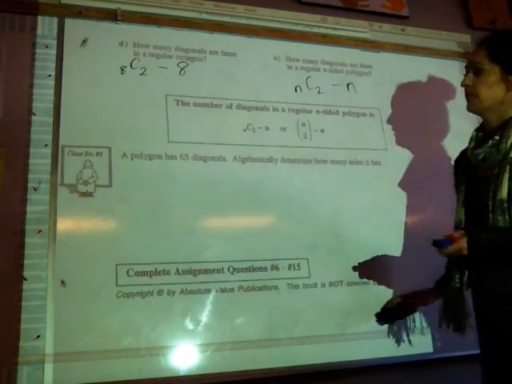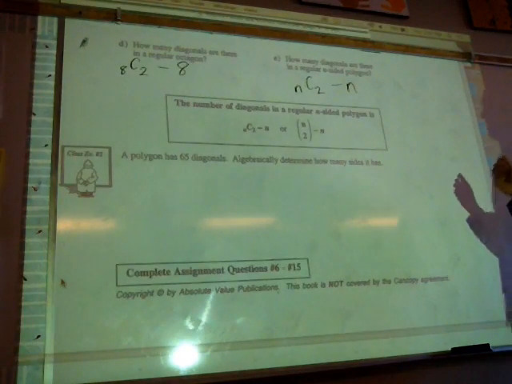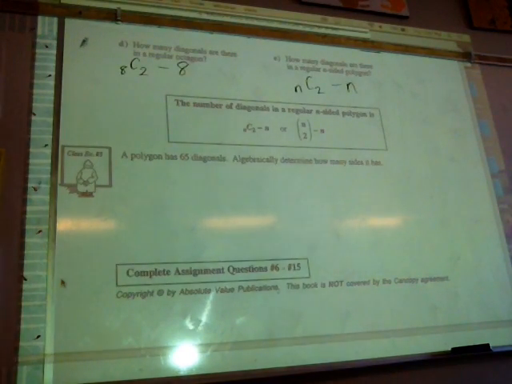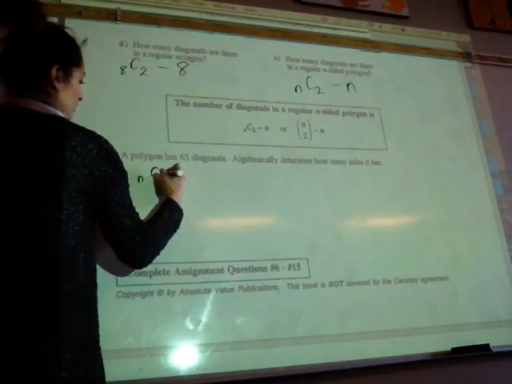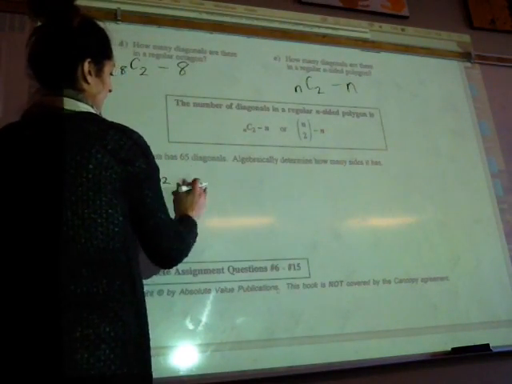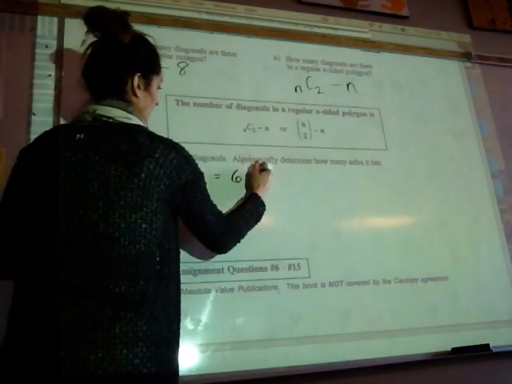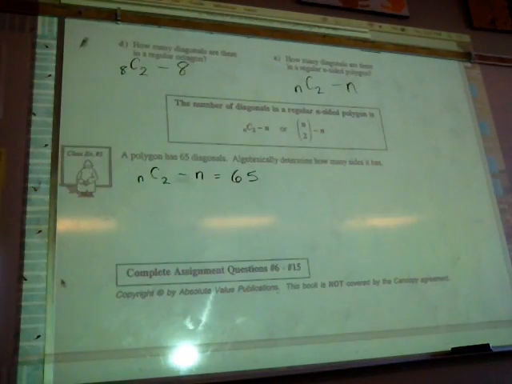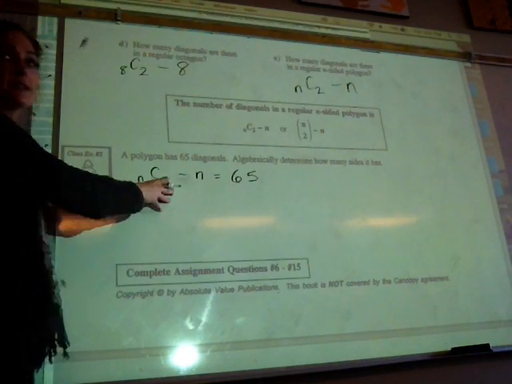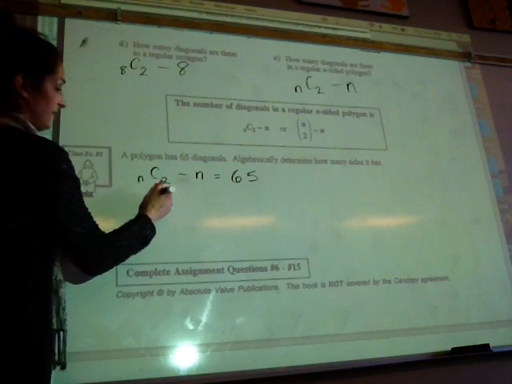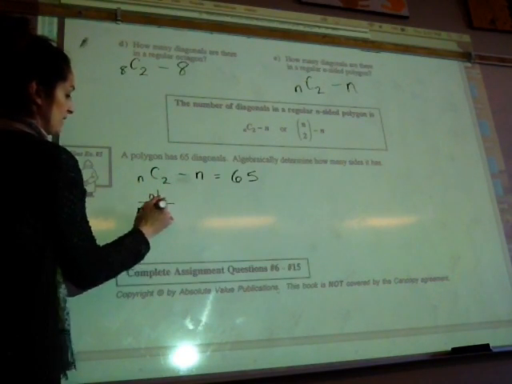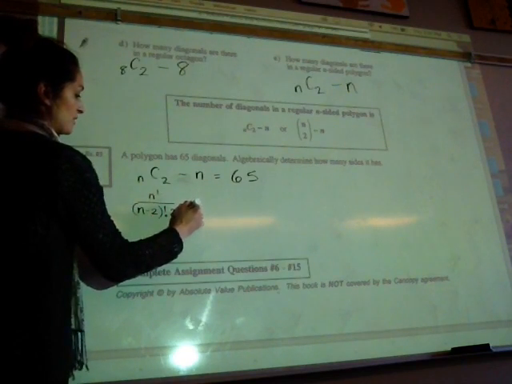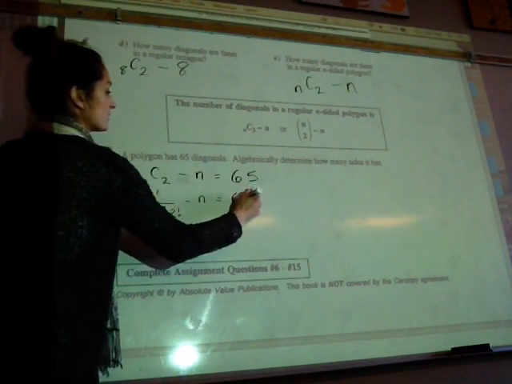So for example number 5, they're not giving us how many sides there are. They're telling us that we have 65 diagonals. So in other words, n choose 2 minus n equals 65. So we're going to have to put this in factorial notation first. So we have n factorial divided by n minus 2 factorial times 2 factorial, minus n equals 65.